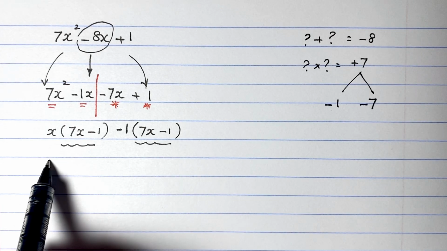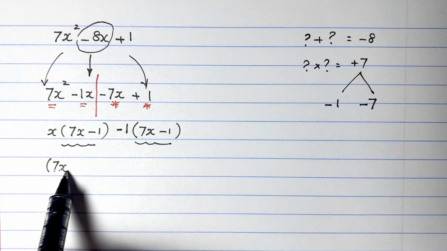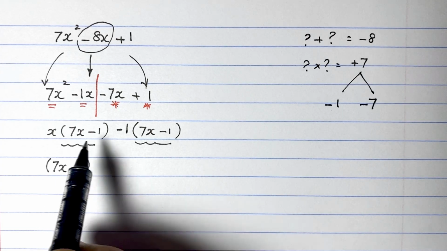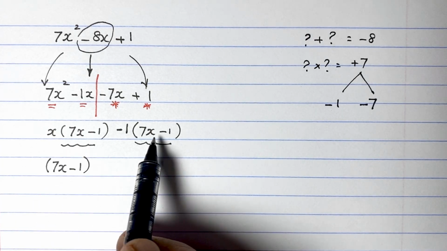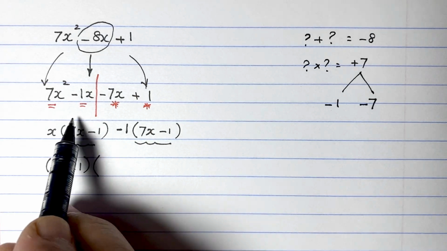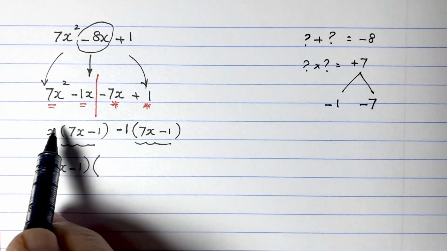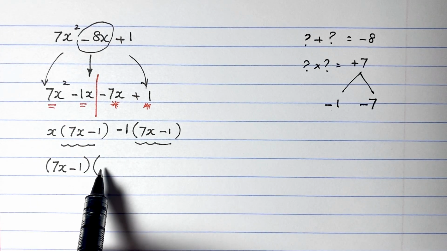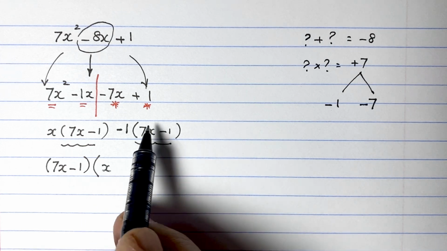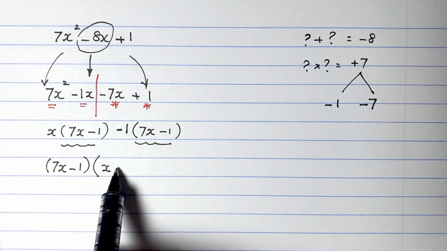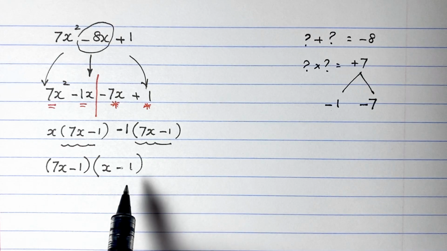Now factorize the bracket, which is common in both terms. It's now two-term factorization. Divide this term by the bracket, it cancels, leaving me with x. Here, divide by the bracket, and it gives me minus 1.